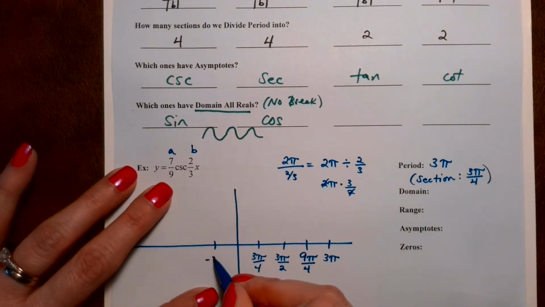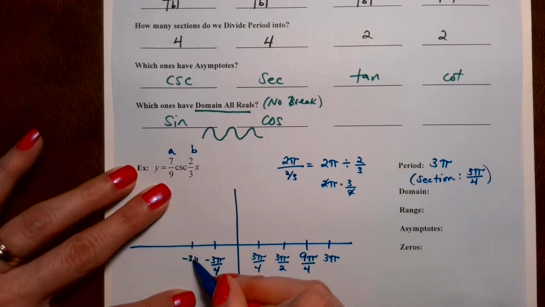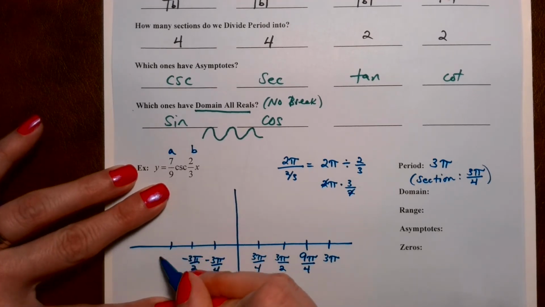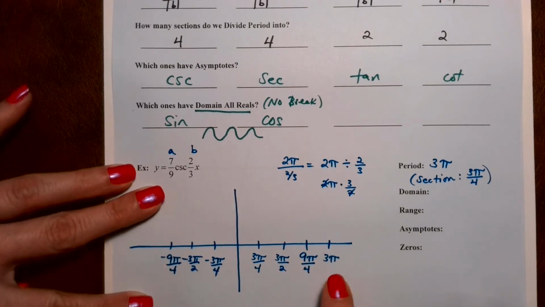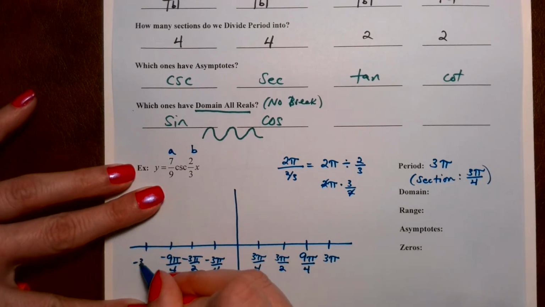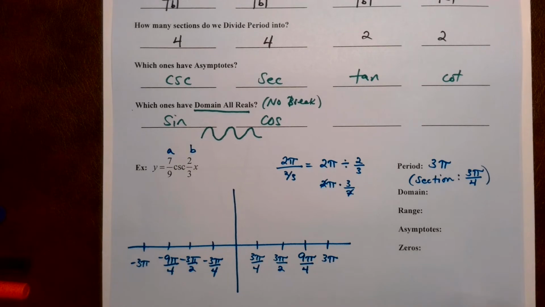Right here, we're going to have negative 3 pi over 4, negative 3 pi over 2, negative 9 pi over 4. So I'm using these numbers here to help me very quickly. Negative 3 pi. All right, so I've got the x, the horizontal x's here all labeled up.